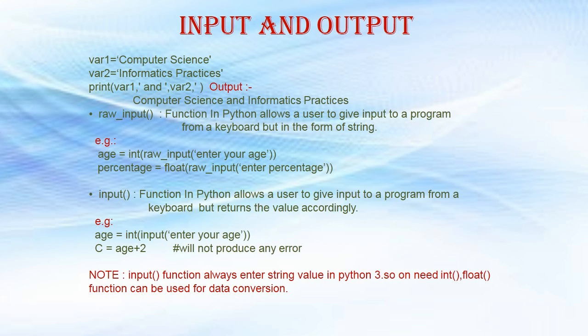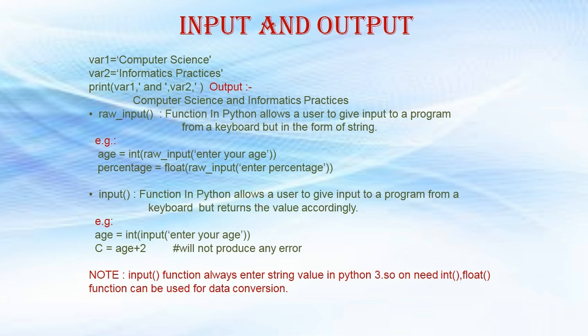So there are two important things for a program to get executed. One is the user will give input to the program, and second, the user will get output from the program. So input to the program and output from the program. How we give input to the Python program and get output from the Python program is explained in this slide.